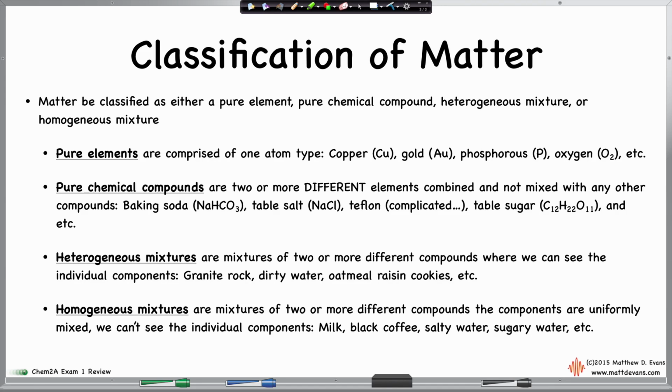So 4 ways we can classify matter. One type is pure substances. That can be a pure element, pure chemical compound. Another thing is mixtures. It could be heterogeneous. It could be homogeneous.